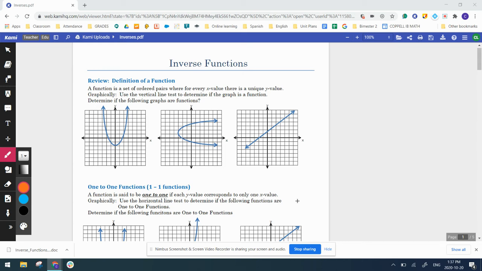Alright, so I'm hoping this will help clear up inverse functions a little bit. So we're going to do some review of all of it basically. So, definition of a function.